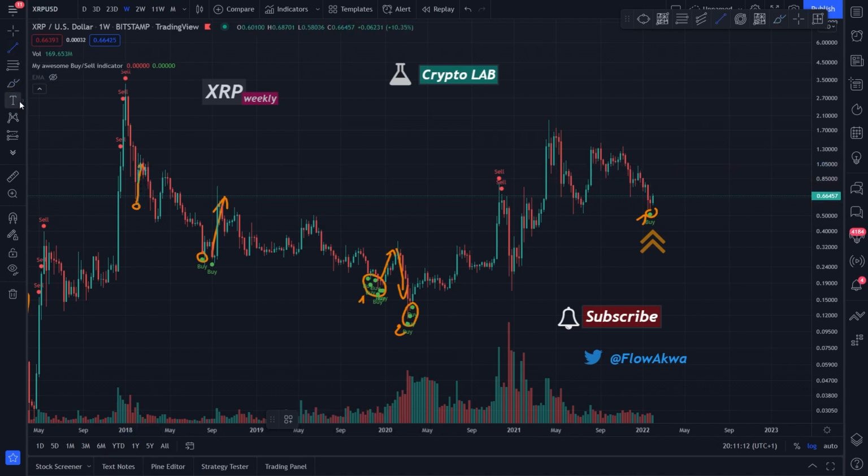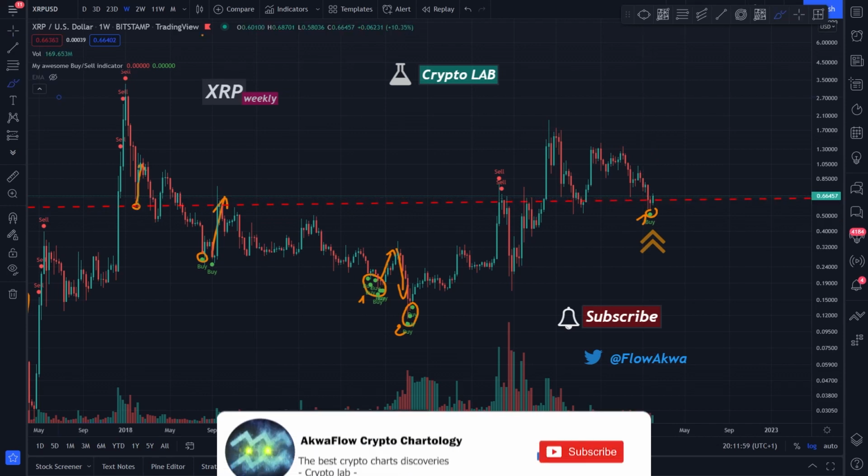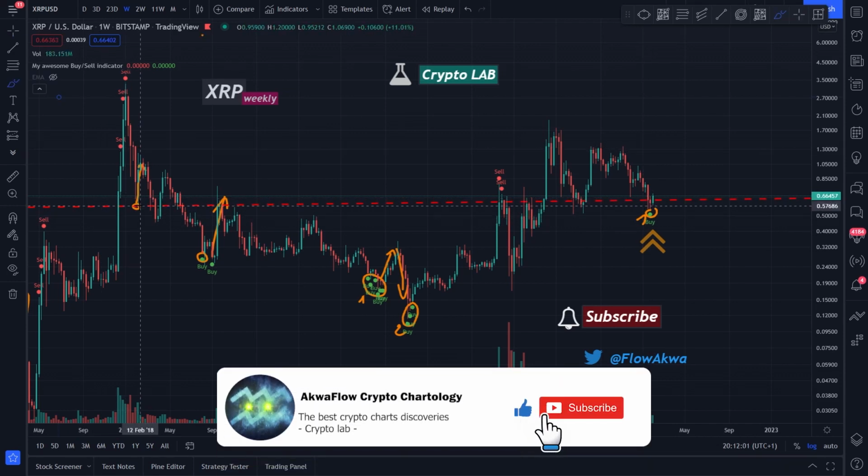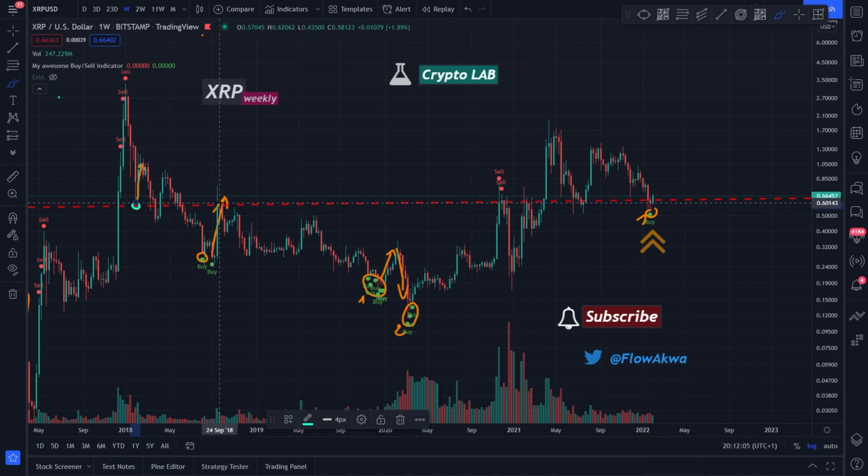And if I draw a line crossing this point, you see that this is exactly the price where we are right now. And we know for a fact that this was a support, and after this it was a strong resistance.